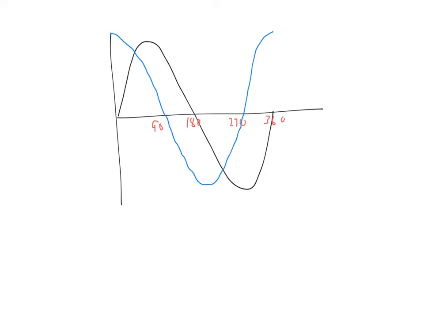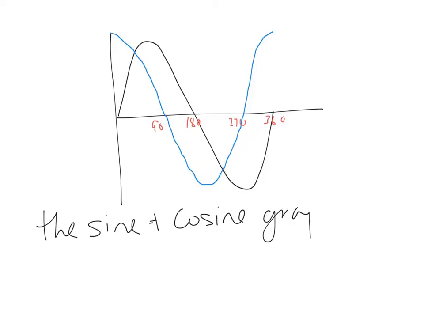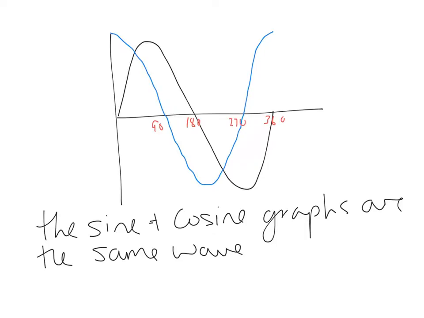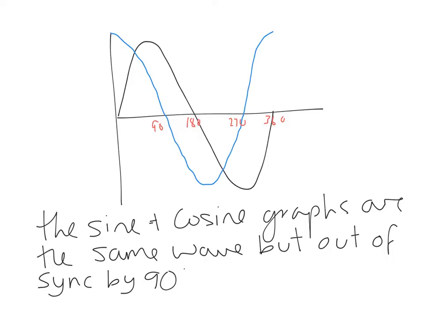So let me write that. Sine and cosine graphs are the same wave, but out of sync by 90 degrees. And this is called a phase shift.